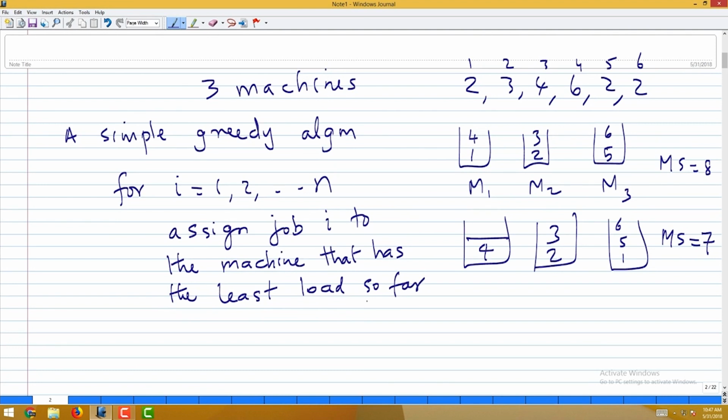Right. This English term can be mathematically made precise. So, you have t1, t2, ..., t(i-1), jobs 1 to i minus 1 assigned. Out of them, look at each of the machines, take the summation of the t_i's assigned to each of them, and whichever is the lowest, the min of them, just go and assign your job to that. Okay.